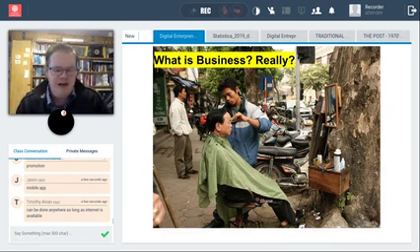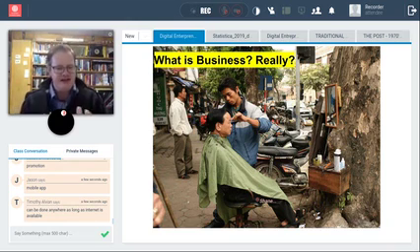Okay, I love this photograph. I didn't take it, but I remember seeing something exactly like this. I was in Hanoi a few years ago, and this was what I call the Hanoi barber.